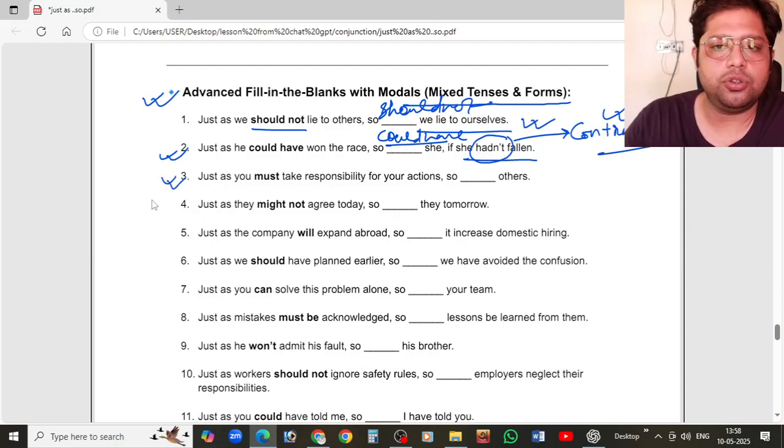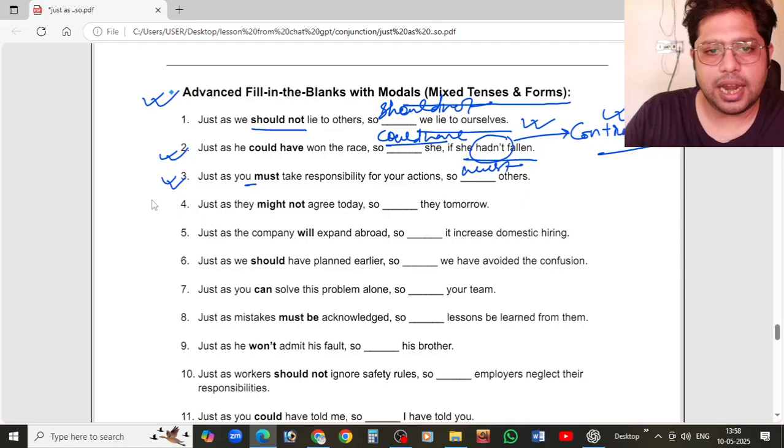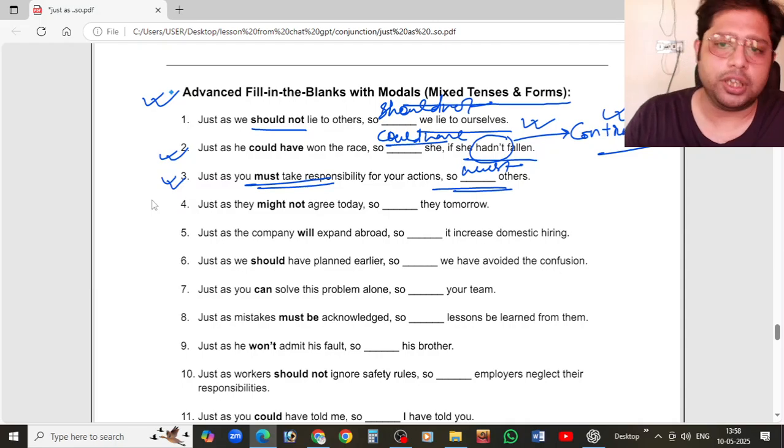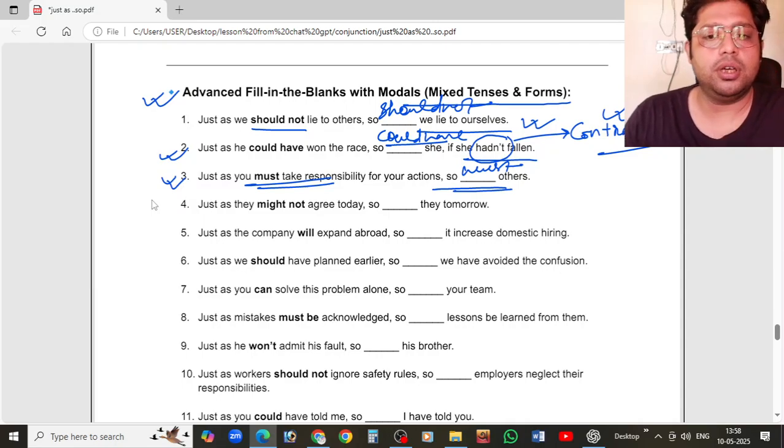Just as you must take responsibility for your actions, so must others. So you have to see or you have to understand the sense of this first line, then accordingly you have to put the required modal verbs.